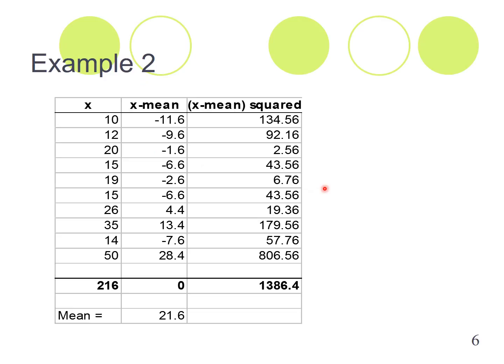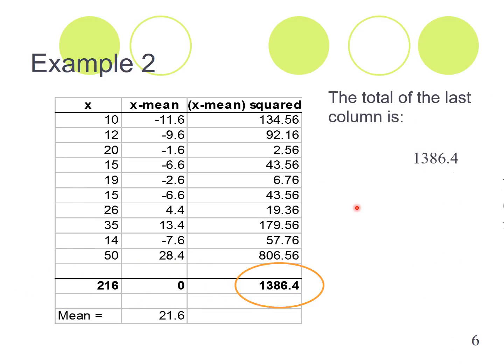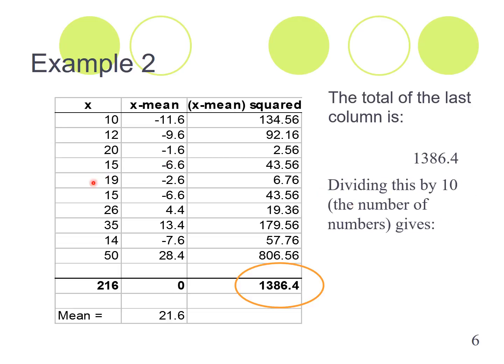Okay, so looking at this particular one here, you can see this is the number of pieces of data over here. This is the raw data that we're working with. The mean is 21.6. X minus 21.6 gave us these numbers here. We square them and then we total them. Okay, so the number of data items is 10. And the square root of that is 11.77.